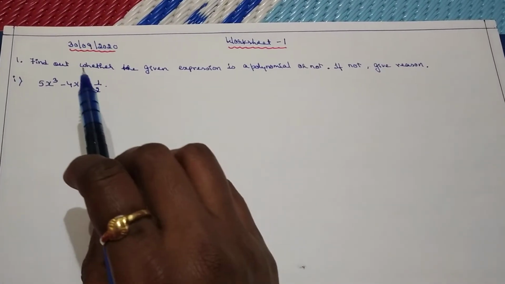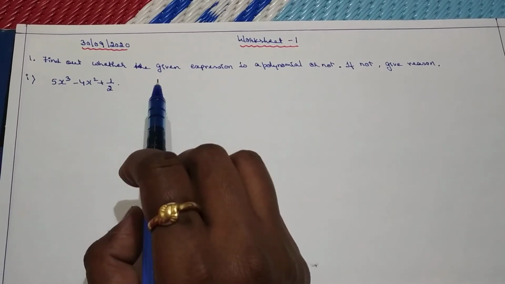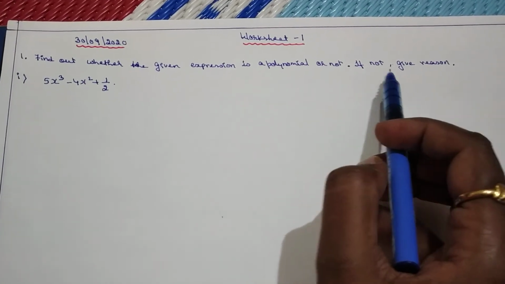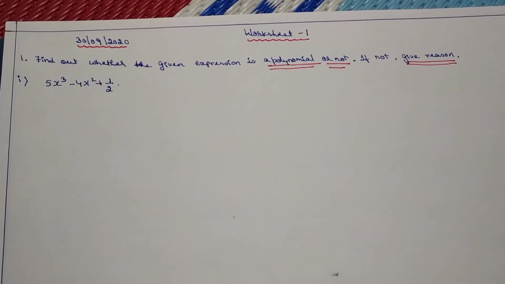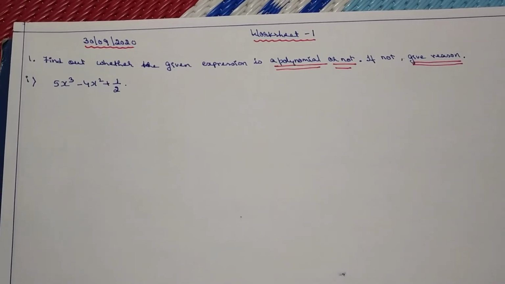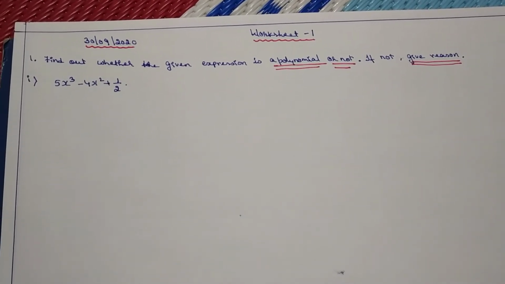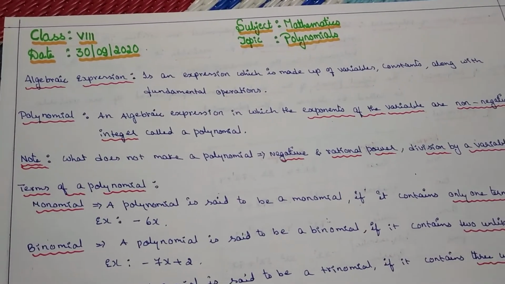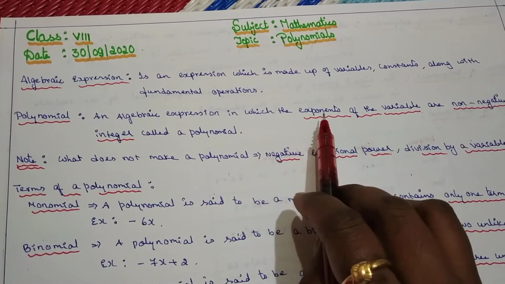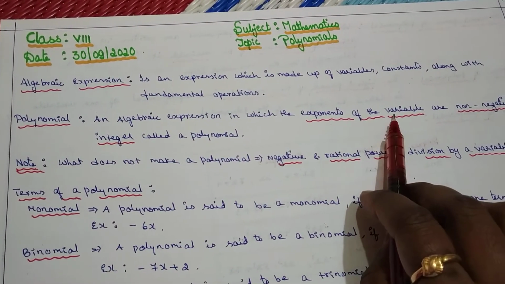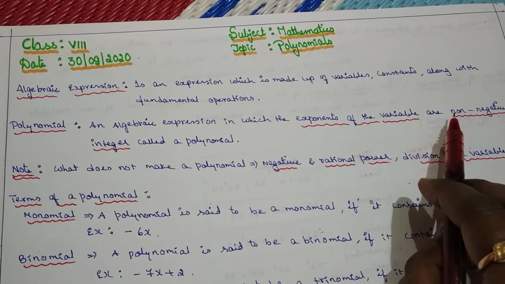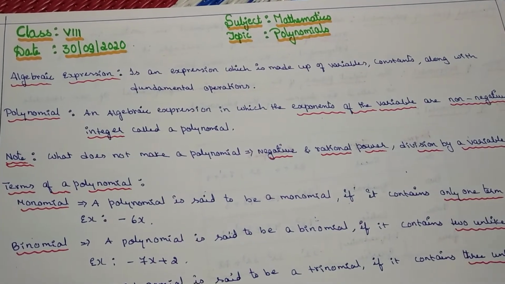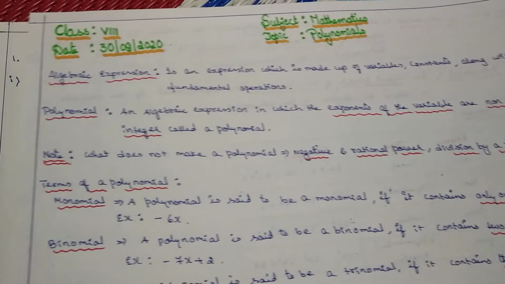The heading of the first question given in worksheet 1: find out whether the given expression is a polynomial or not. If not, give reason. So the first question: 5x cube minus 4x square plus 1 by 2. Whether this is a polynomial or not. First we'll recall the definition of polynomial. What is it? An algebraic expression in which the exponents, meaning the powers of the variable, are non-negative integers. It should be a non-negative integer. Then only the expression is said to be a polynomial.